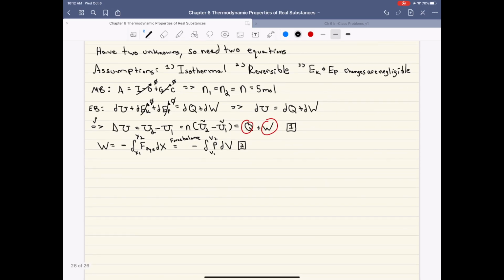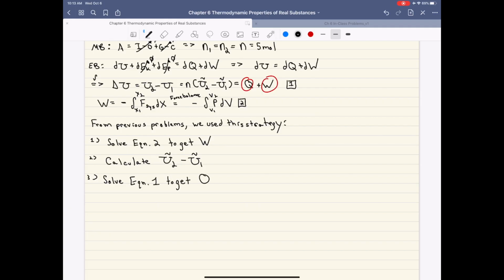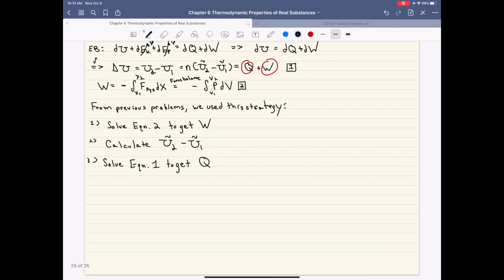Alright, and so we've seen this type of problem before. At least the premise of the problem is not anything new. And so when we handled this problem before, we essentially just applied this strategy. Okay? Where the way we would solve it is we would solve equation 2 in order to get our work term, and then we would calculate u2 minus u1 using some sort of equation of state or something. And then once we had those values, we would just then use equation 1 to get the heat.